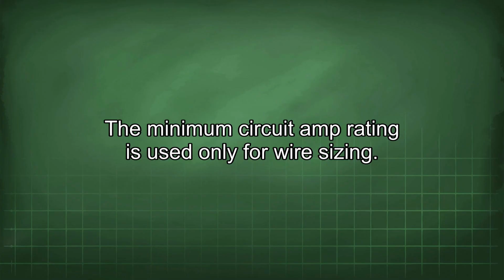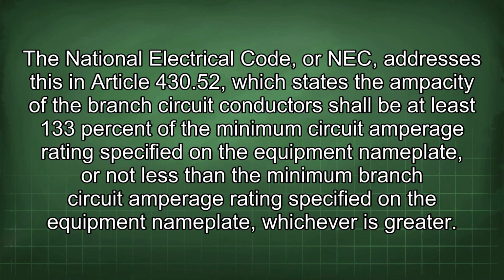The minimum circuit amp rating is used only for wire sizing. The National Electrical Code, or NEC, addresses this in Article 430.52, which states the ampacity of the branch circuit conductors shall be at least 133% of the minimum circuit amperage rating specified on the equipment nameplate, or not less than the minimum branch circuit amperage rating specified on the equipment nameplate, whichever is greater.